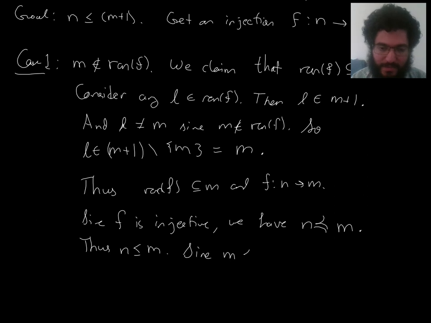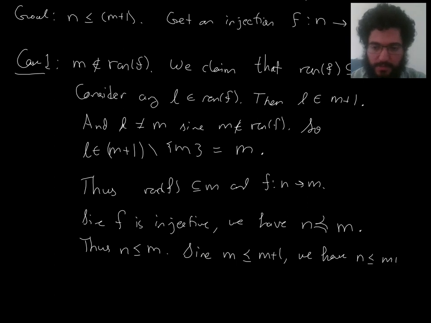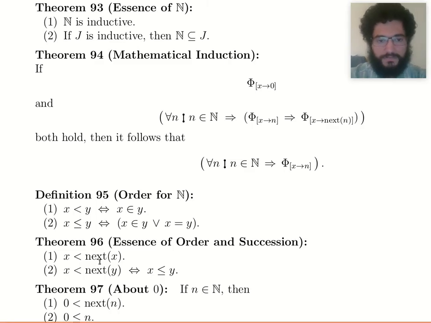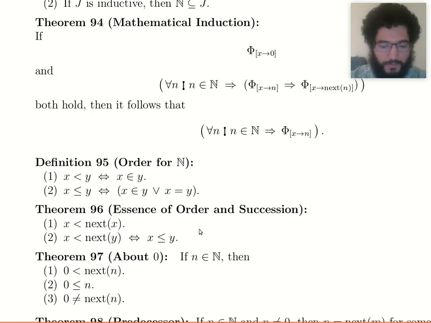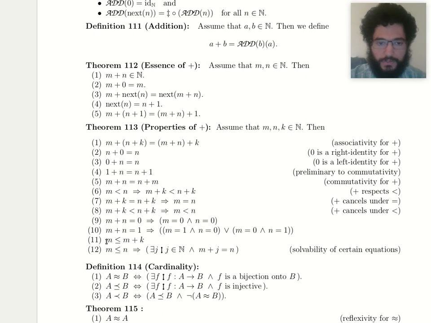Since M is less than or equal to M plus 1, we have N is less than or equal to M plus 1. Okay, so that's using transitivity, and this is coming from, well, you have many options for that one. You could view it as coming from here, variable 96.1, or also now you can view it as a special case of this, that things are always less than or equal to themselves plus a natural number.